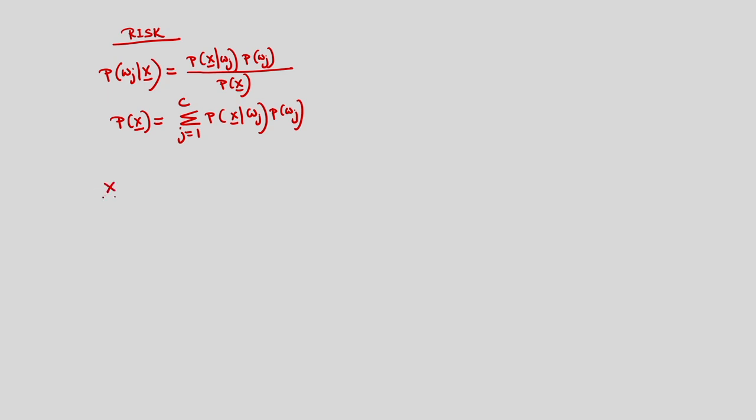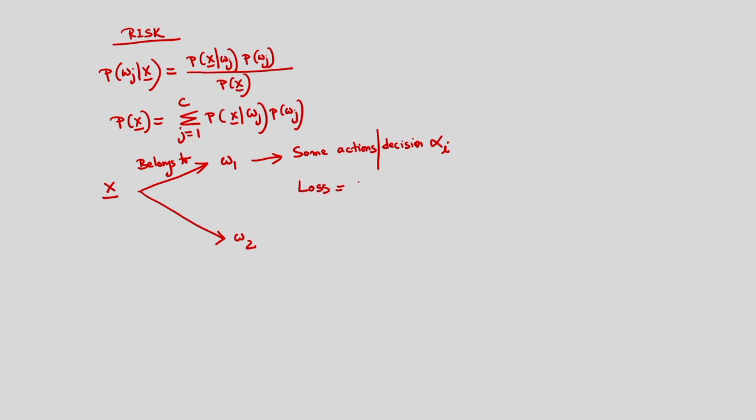Now, let us consider this x. x is the feature vector. It may belong to the class omega 1, or maybe it may belong to the class omega 2. So, for class omega 1, I am taking some action or decision, that is nothing but the alpha i decision I am considering. And corresponding to this, I can define the loss like this: lambda, action alpha i is taken corresponding to the class omega j.